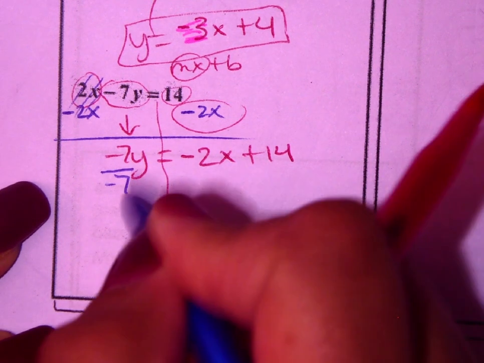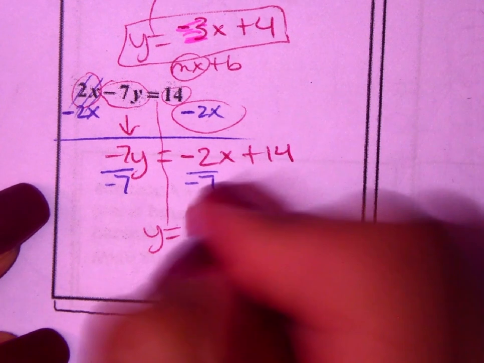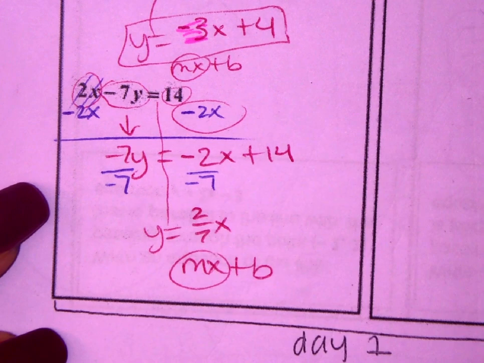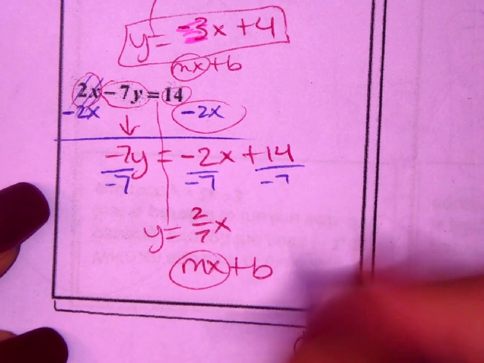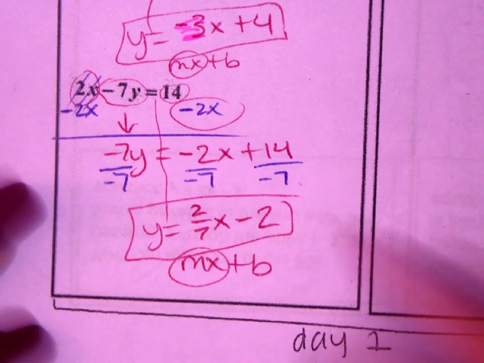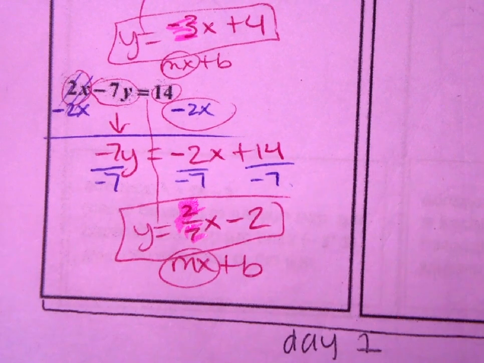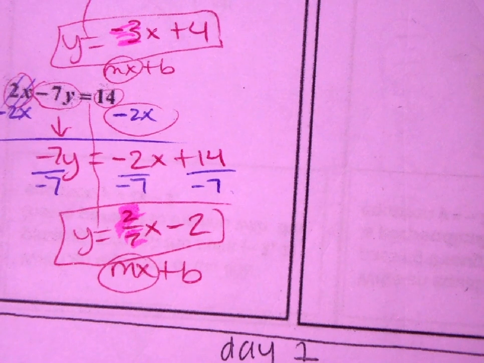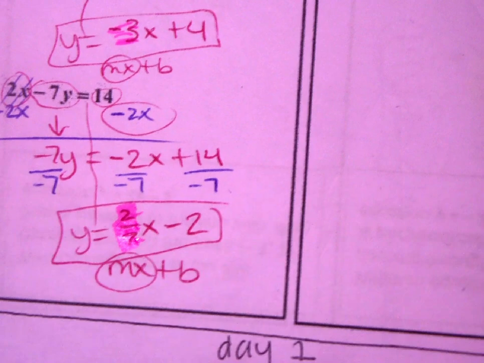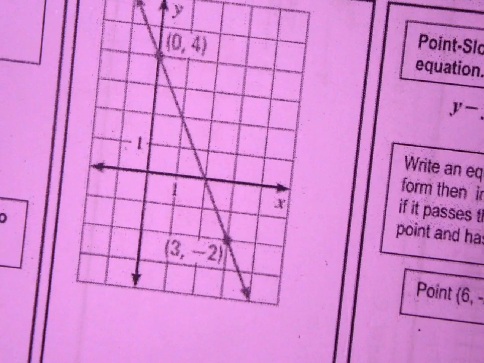Negative 7 divided by negative 7 is positive 1. Negative 2 divided by negative 7, it's positive 2/7. And then 14 divided by negative 7 will be negative 2. So in this equation, this one will be your slope. All right, 2/7. So it's just, again, remembering the skill of how to identify the slope given an equation. And this one is identifying the slope given a graph.